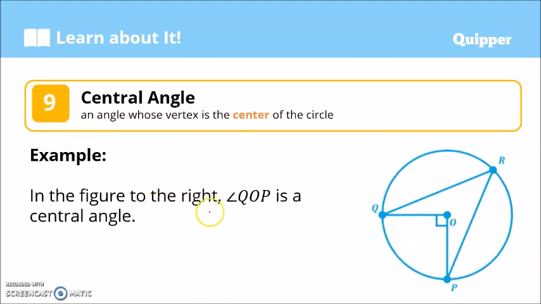Now, angles naman tayo in a circle. So, we have what we call central angle. Central angle. From the word center, okay? It is an angle whose vertex is the center of the circle.